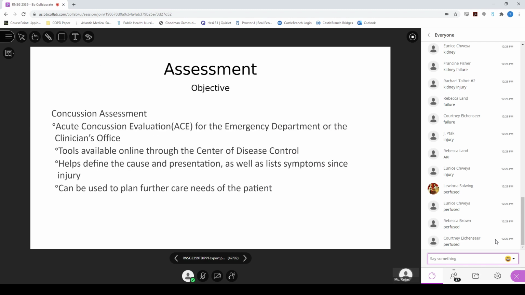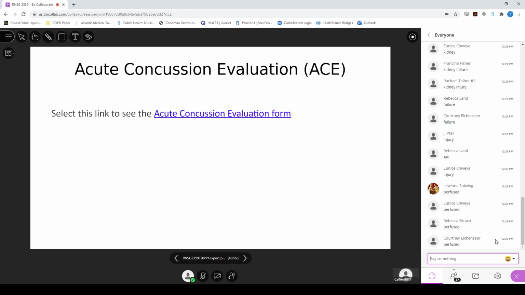And then your concussion assessment. This concussion evaluation is used in the emergency department and in some pediatricians' and doctors' offices. The tool's available, and I have a link on the next slide so you can look at it. It can show what can happen with each injury, and it also can help plan care and follow-up needs for that patient. I don't think it'll link from here. Yeah, it won't link from here.